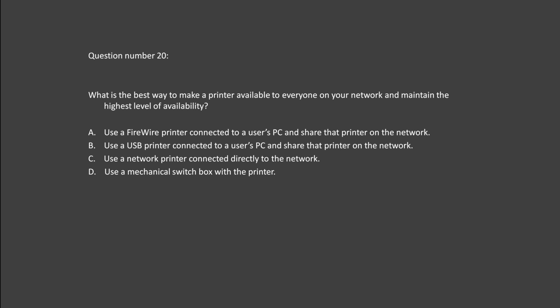Question number 20. What is the best way to make a printer available to everyone on your network and maintain the highest level of availability? Option A. Use a FireWire printer connected to a user's PC and share that printer on the network. Option B. Use a USB printer connected to a user's PC and share that printer on the network. Option C. Use a network printer connected directly to the network. Option D. Use a mechanical switch box with the printer.